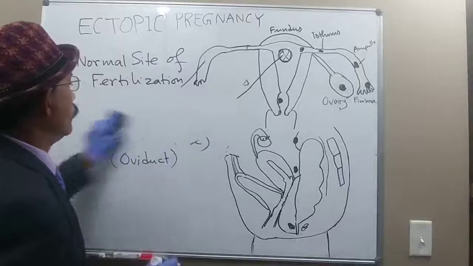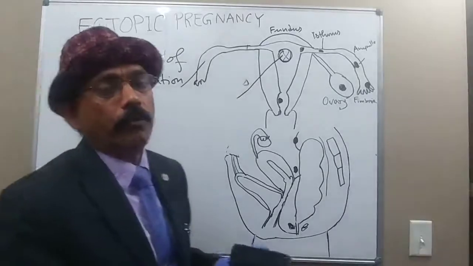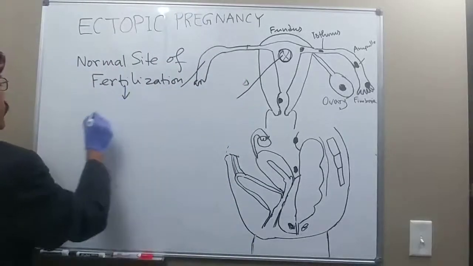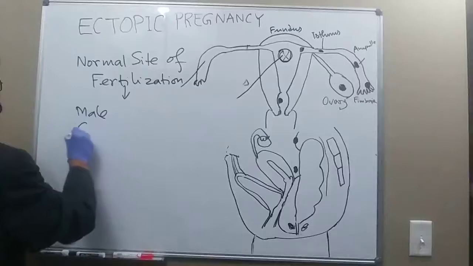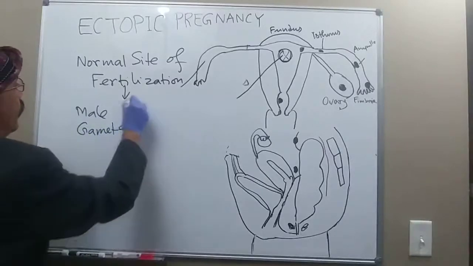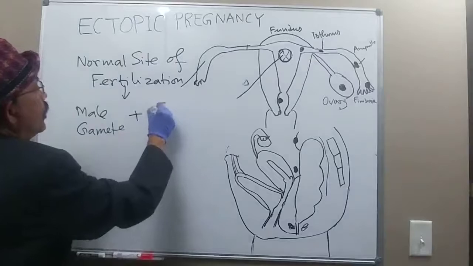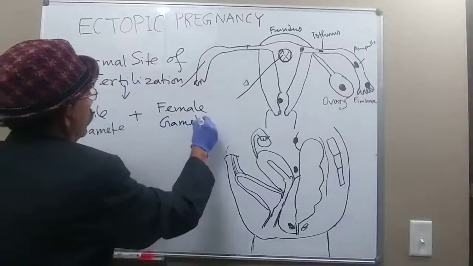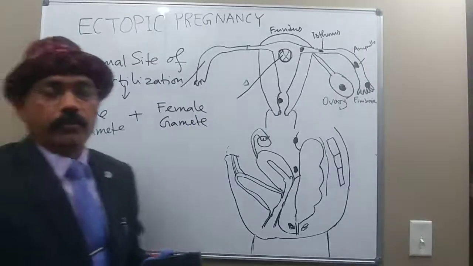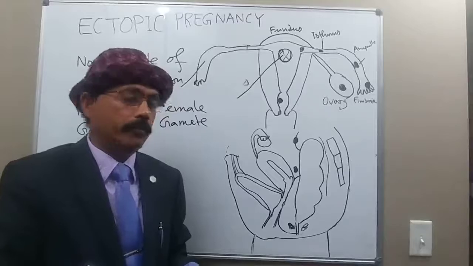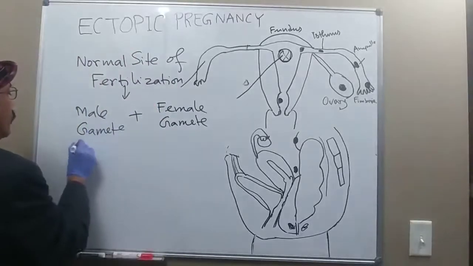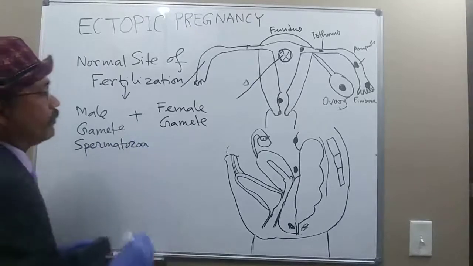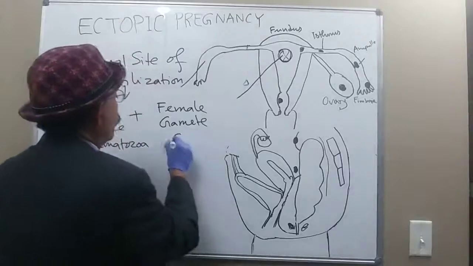How does fertilization occur? We know that fertilization occurs by the union of two gametes. For fertilization, we need a male gamete and one female gamete. Gametes are the cells that are produced from the gonads. What is the male gamete? This is the spermatozoa. What is the female gamete? That is the ovum.